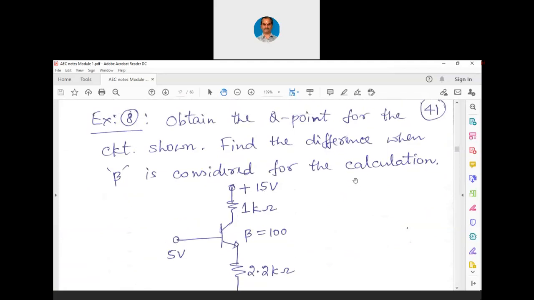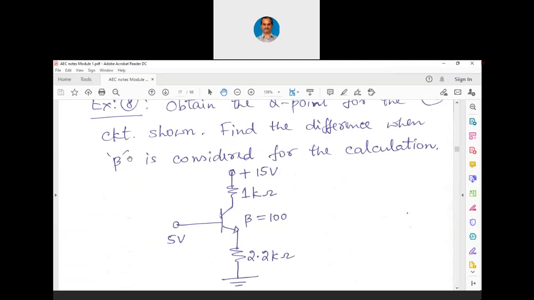Now, this is an exercise. Obtain the Q point for the circuit shown. Find the difference when beta is considered for the calculation. Already VBB is given, 5 volts is given. So, RE is given. You can apply a KVL here. 5 volts minus 0.7 is the voltage across this. So, VE is 5 volts minus 0.7, that is 4.3 volts. So, IE is 4.3 volts divided by 2.2 kilo ohms. That you quickly find out.